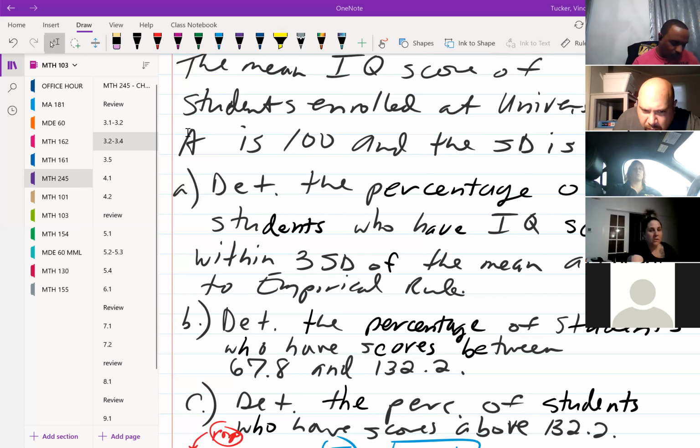Professor, on letter C, is that determine the percentage? Yes. Okay, thank you.